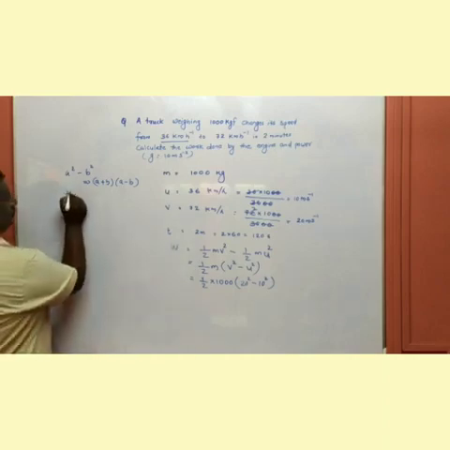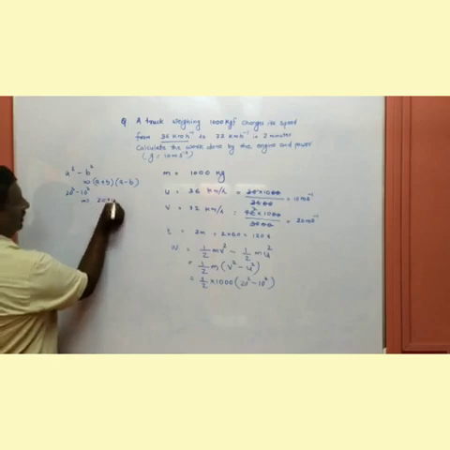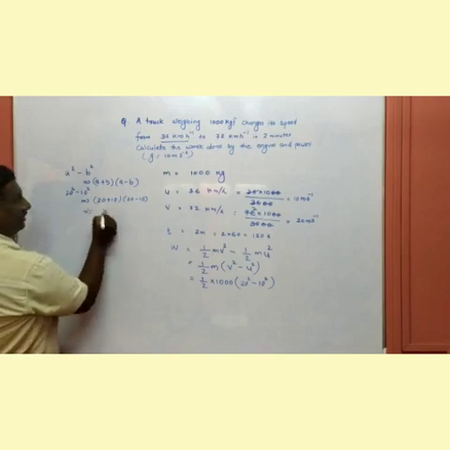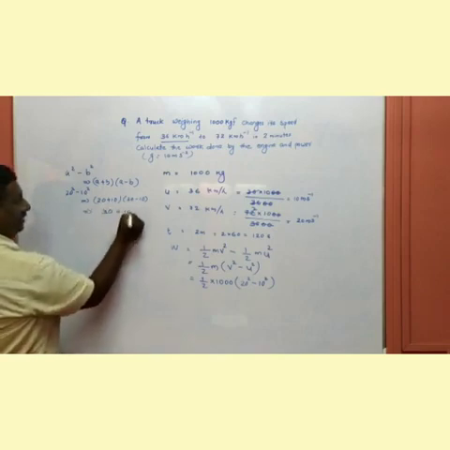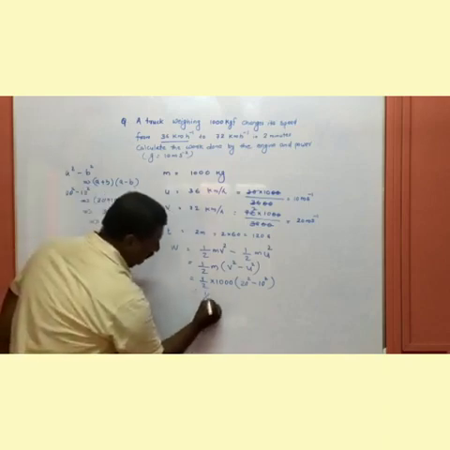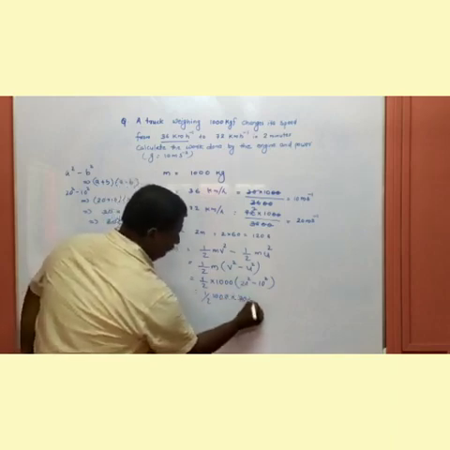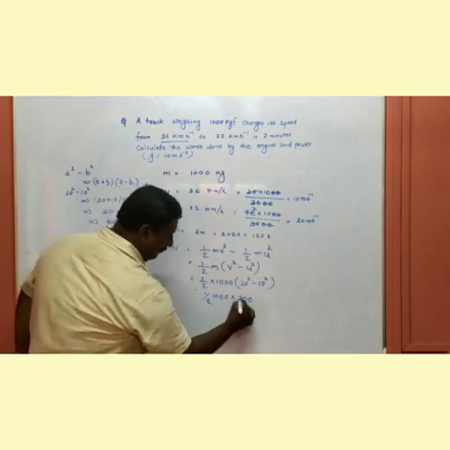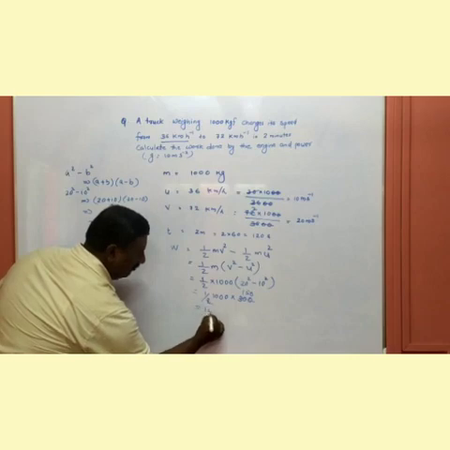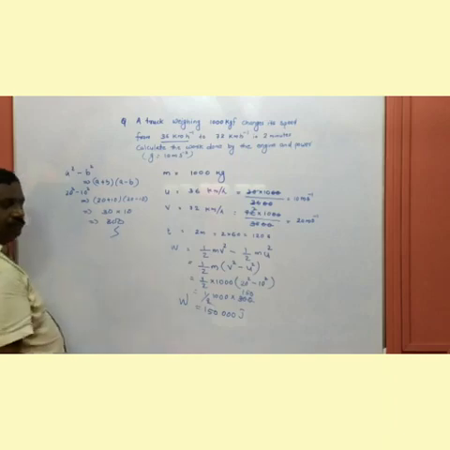Here we have 20 square minus 10 square. That means we can write 20 plus 10 and 20 minus 10. Can you follow me? Then 20 plus 10 is 30, 20 minus 10 is 10. That's equal to 300. Okay. So here I can write half into 1000 into 300. Half of 300 is 150. So I can write 150, then these 3 zeros, joules. That is the work done.